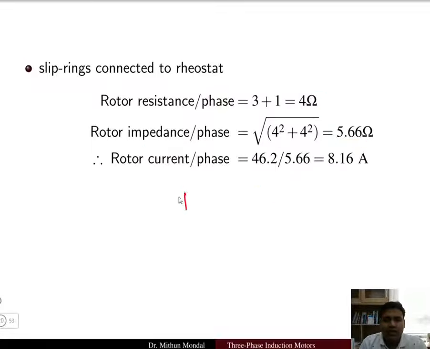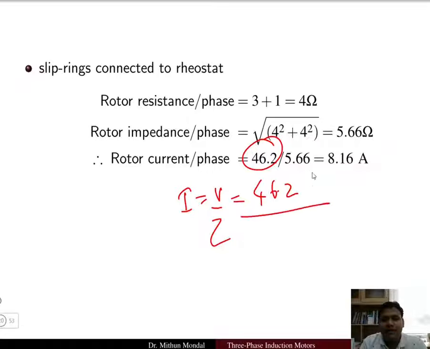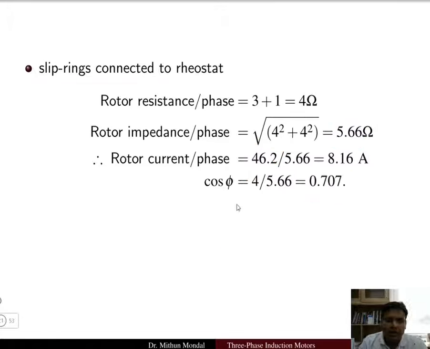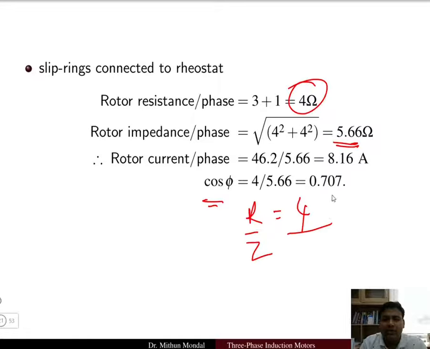Similarly, the current we calculate as voltage by impedance. The voltage is 46.2, which is constant, and the impedance we have calculated as 5.66. So this gives 8.16 ampere as the rotor current per phase. And the value of cos phi, that is R by Z, where R is 4 ohms and the impedance is 5.66, gives you 0.707.